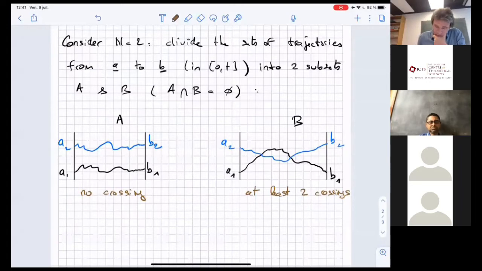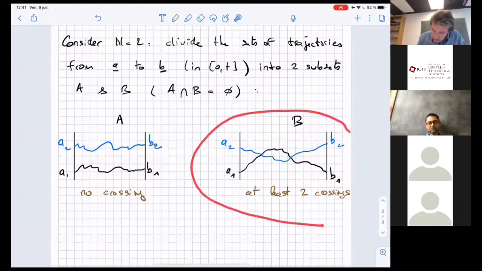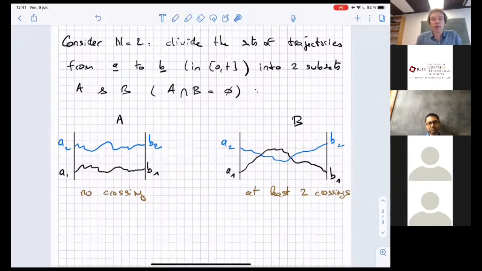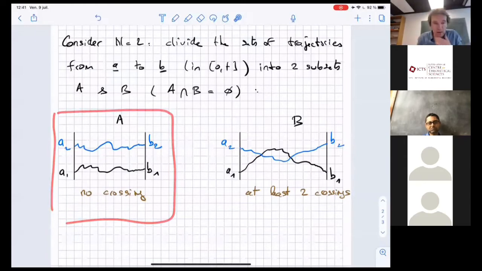So now, of course, if I take A plus B, or A union B, I will generate all the trajectories that connect A to B, but including crossings. Instead of that, I would like to get rid of these guys. So I would like to just keep these A's, because these are the ones that I would like to keep.